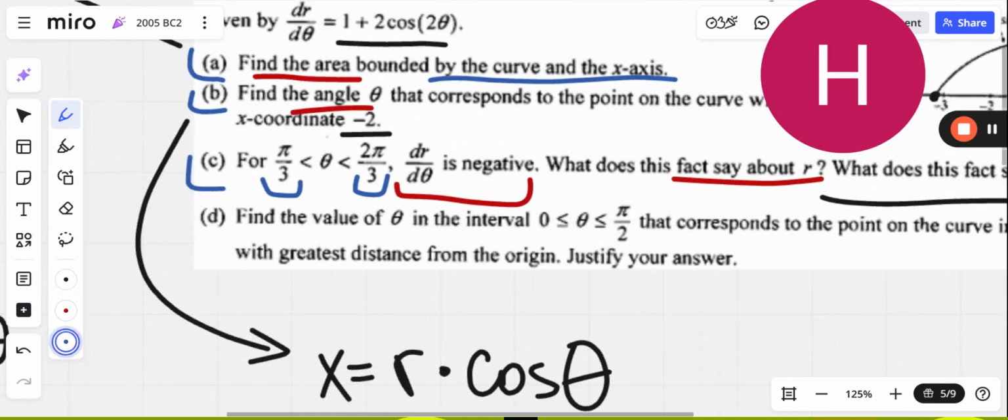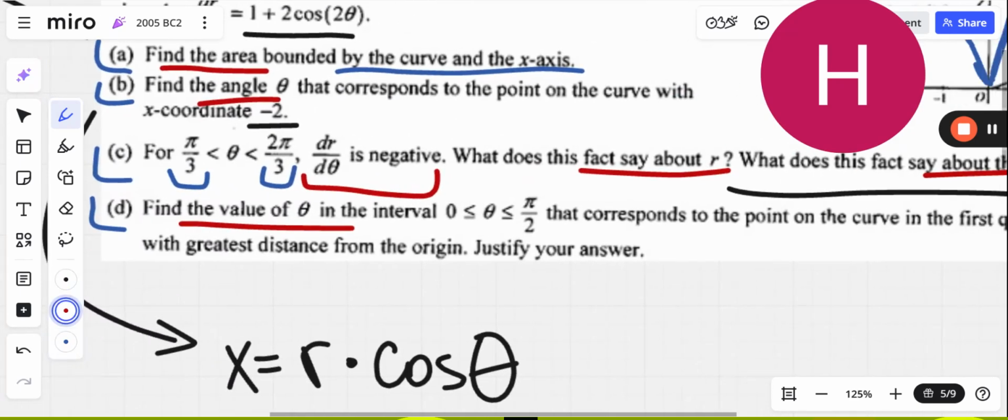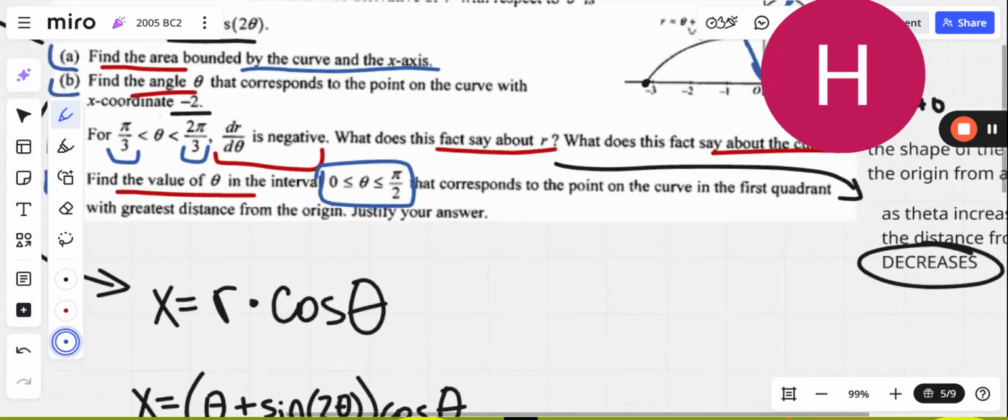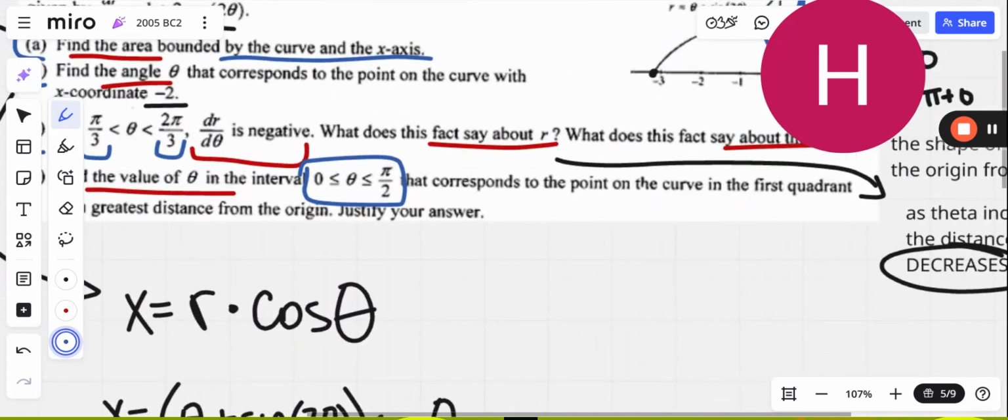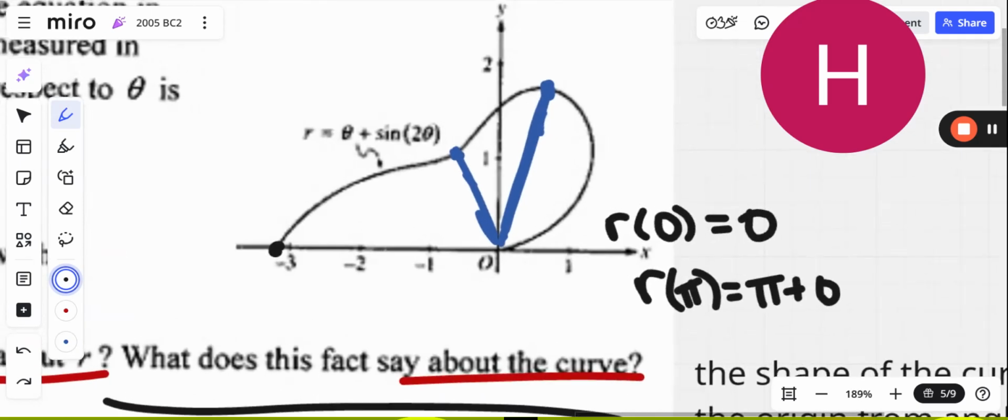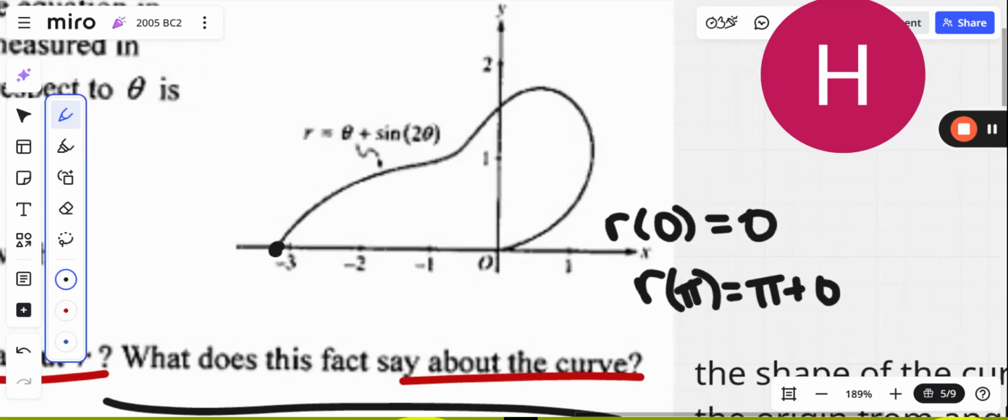Okay, now let's look at part D. Find the value of theta, and this is important, it gives a different interval, from 0 to pi over 2. That corresponds to the point on the curve in the first quadrant. They even emphasize that it's in the first quadrant with greatest distance from the origin. So we want to find the maximum distance from 0 to pi over 2. We're not looking past pi over 2. Where's pi over 2? Obviously, it's straight up.